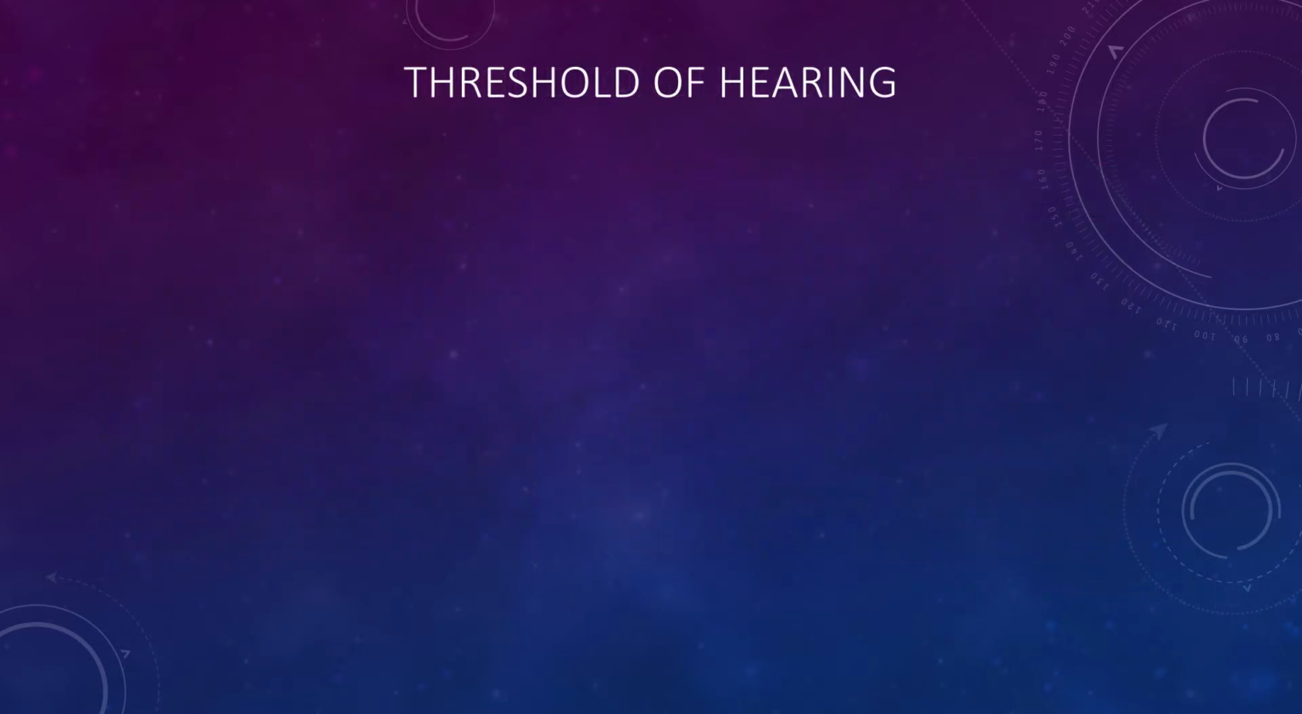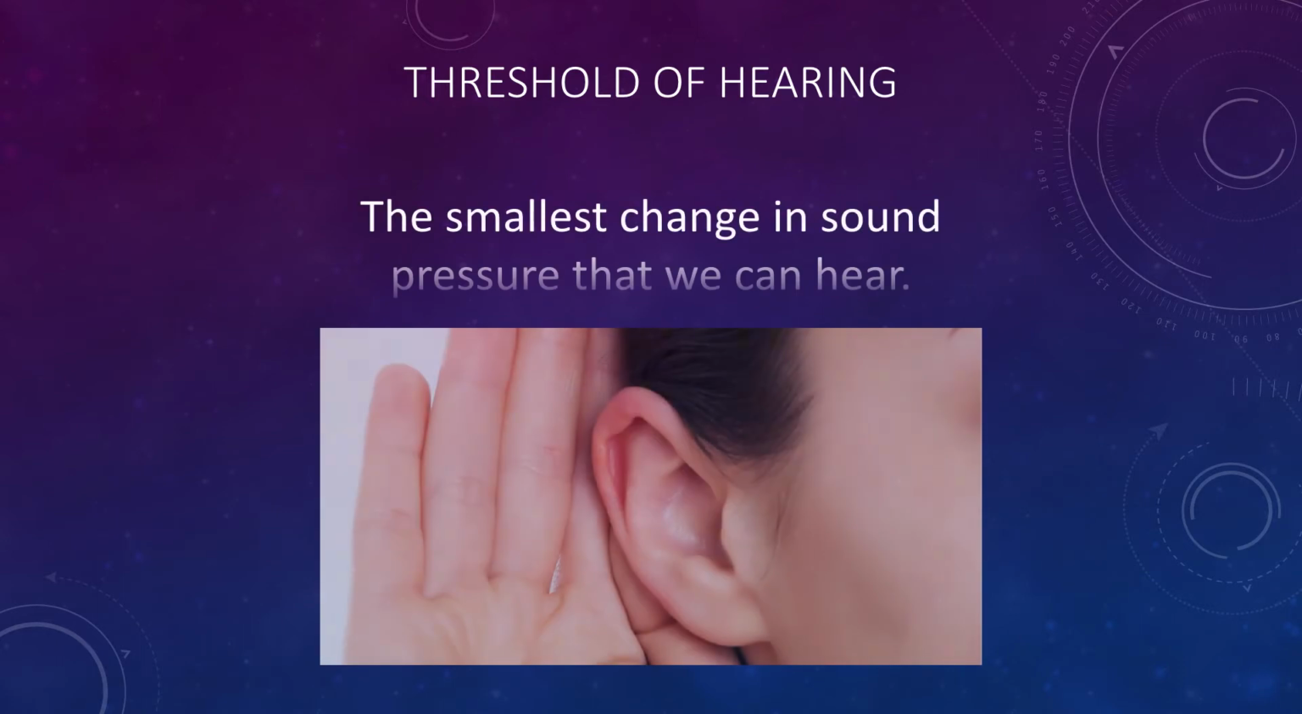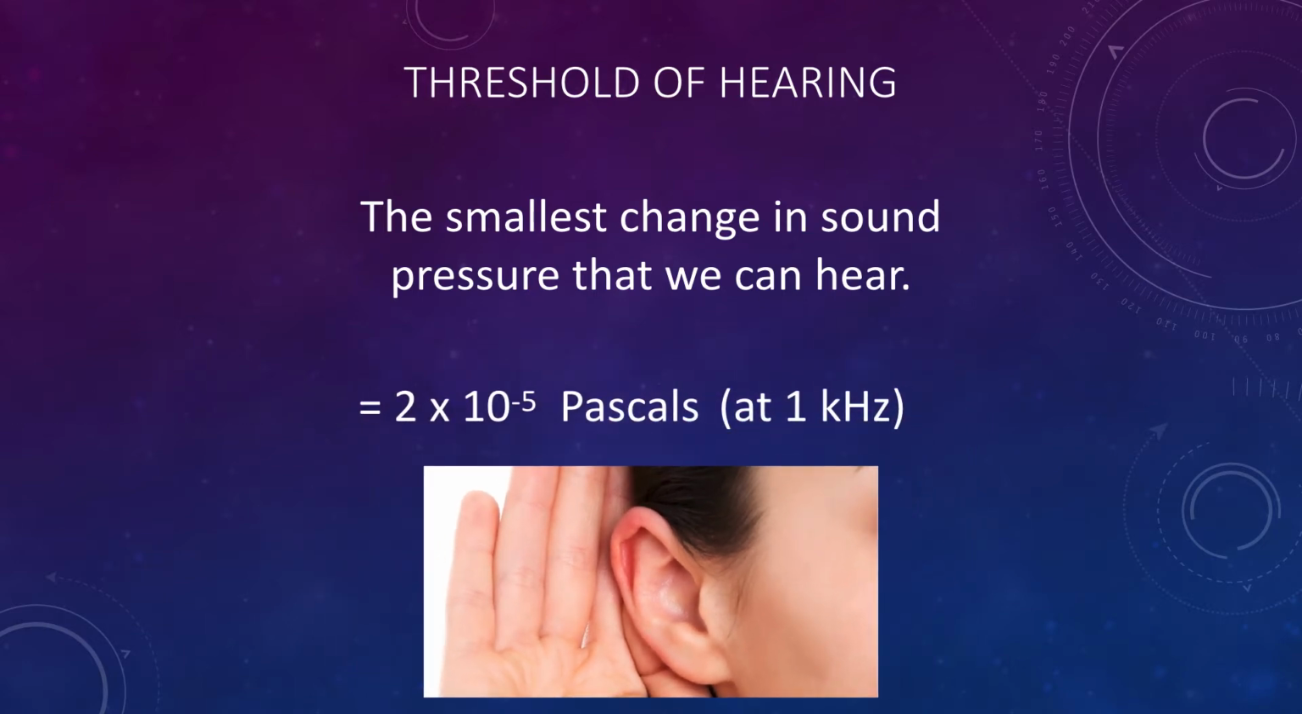Threshold of hearing. The threshold of hearing is the smallest change in sound pressure that we can hear. If you remember, pressure is measured in pascals, or newtons per meter squared, and 1 pascal is the pressure exerted on your arm by a $1 bill. The pressure that causes the softest sound we can hear is 2 times 10 to the minus fifth, or 0.00002 pascals, at a frequency of 1 kilohertz. That is an inconceivably small change in pressure, yet someone with good hearing can hear it.